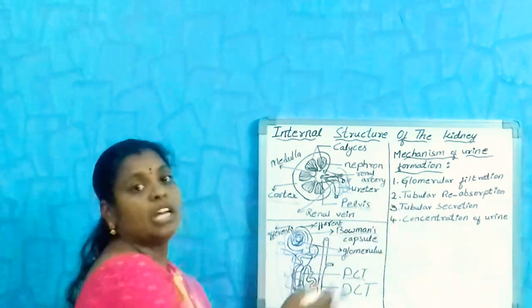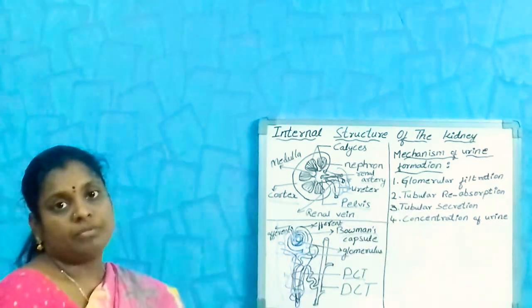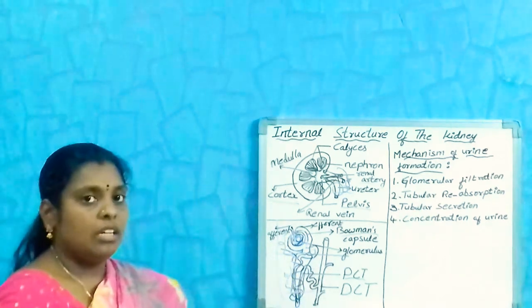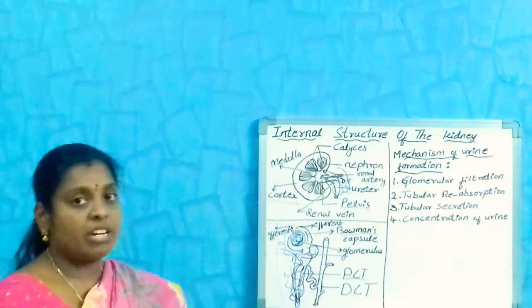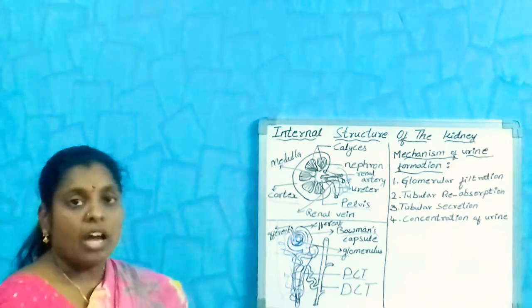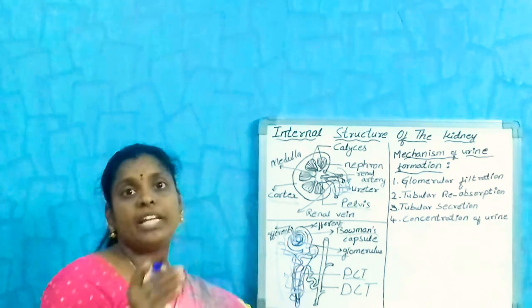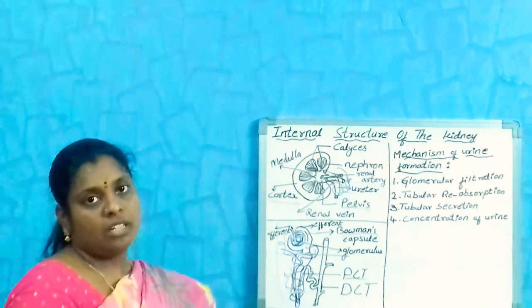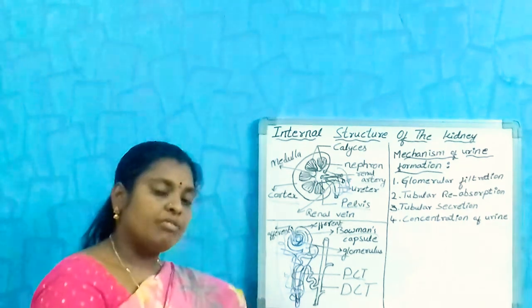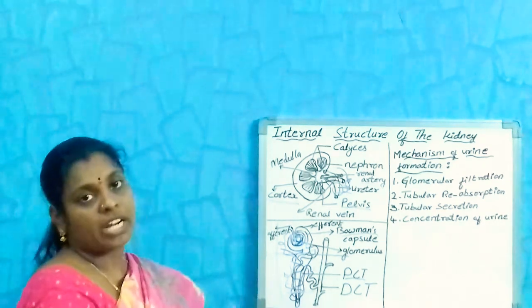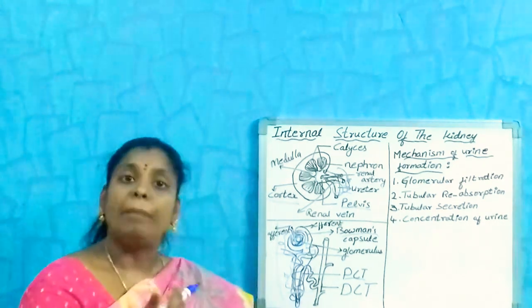The glomerular filtration. This is about the glomerular filtration. Because of the afferent and efferent arterioles and the pressure applied in the Bowman's capsule, a large amount of blood is filtered here and the leftover liquid is passed to the renal tubule through the blood capillaries.